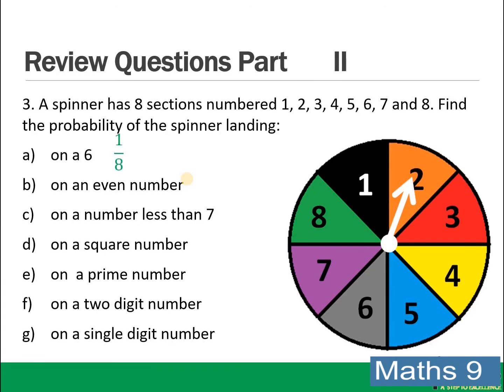Here are the answers. On a 6 is an eighth, on an even number is a half, a number less than 7 is 3/4, a square number is a quarter, a prime number is 0.5 or a half, a 2-digit number is impossible, so the probability is 0, and a single-digit number is certain, so the probability is 1.